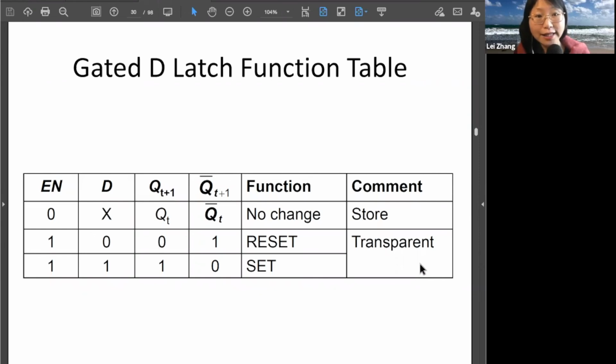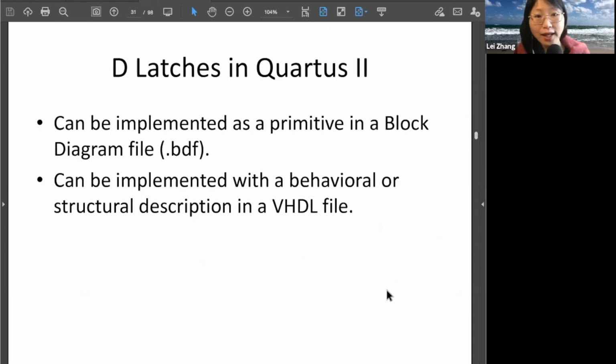So the gated D latch is very straightforward, very simple. For D latches in Quartus 2, it will give us the HDL template for that. But in Xilinx Vivado, you also find the latch HDL template. You don't need to write it yourself. You just go to the template library and then copy paste the template for that.